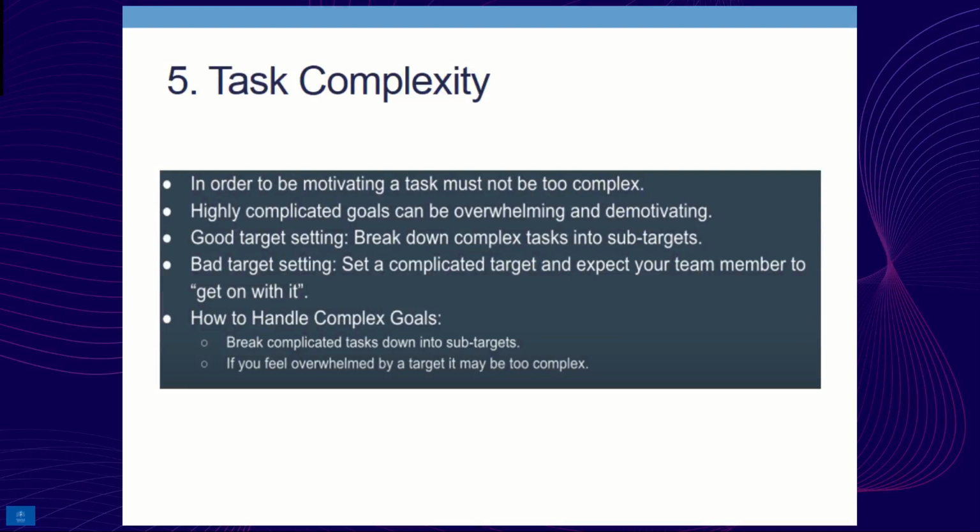Task complexity. In order for a goal to be motivating, it must not be too complex. Highly complicated goals can be overwhelming and demotivating. Good target setting. Break down complex targets into sub-targets. Bad target setting. Set a complicated target and simply expect your team member to get on with it.